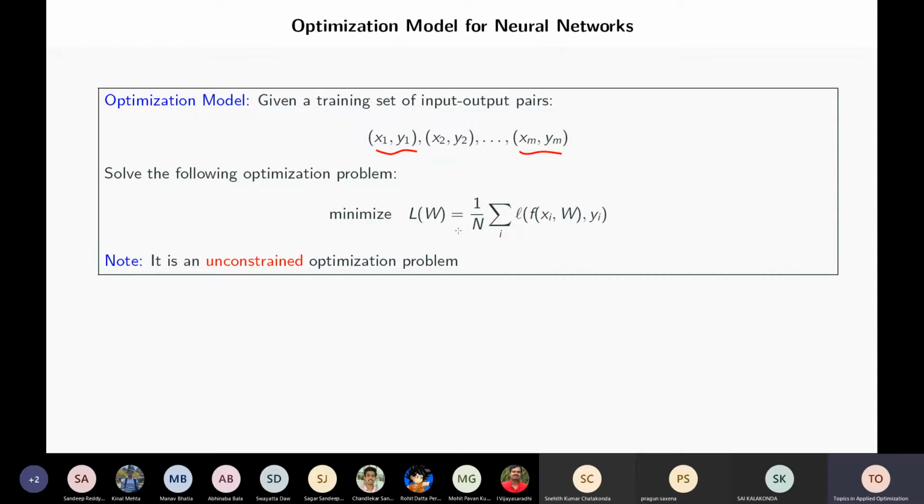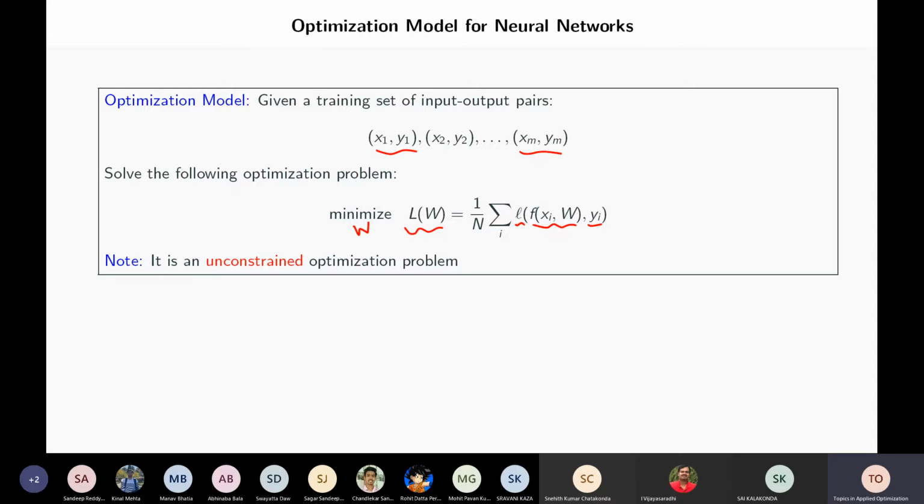And last time we saw that we can formulate this as an optimization problem where we compute the loss of the output from the network and the actual output that we should get. So we define a loss over that. We define an average of that, so divide by n. So that is the global loss function that we define, and we need to solve this for the weight W. Okay, so W contains all the weights.